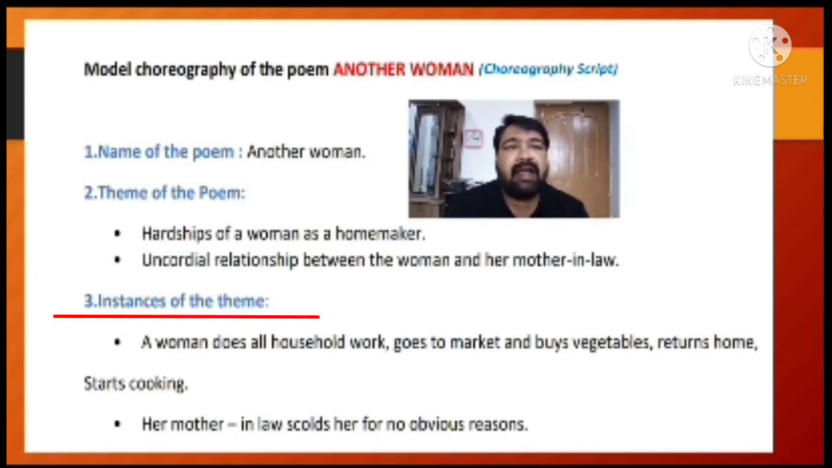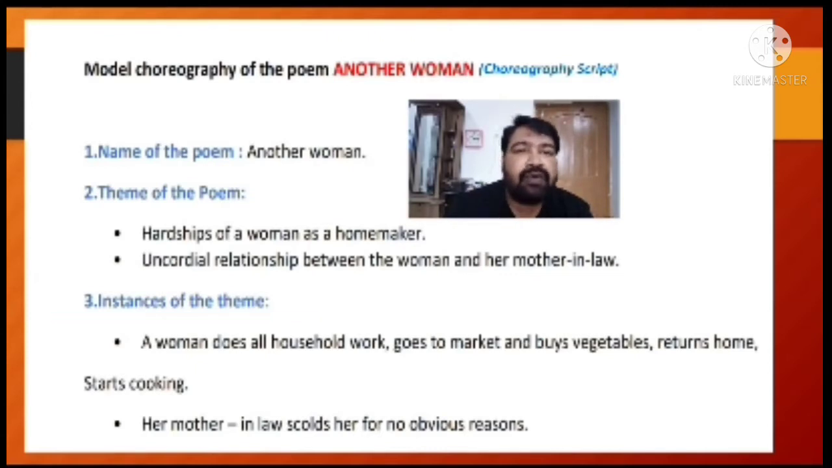The third thing we have to write here is instances of the theme. What are the instances of the theme here? A woman does all household work, goes to market and buys vegetables, returns home and starts cooking. That is one instance. And another instance is her mother-in-law scolds her for no obvious reasons.